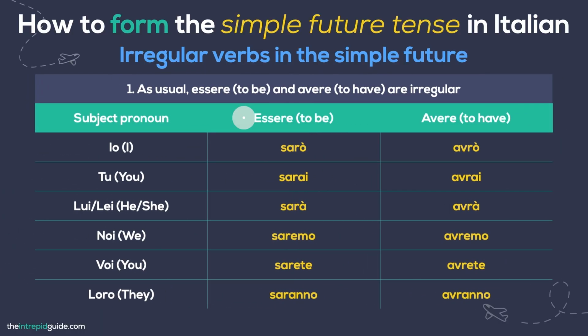Okay, let's begin with the main irregularities. The first one is, as usual, essere and avere are irregular. Take a look at this table. Essere, to be. Sarò, sarai, sarà, saremo, sarete, saranno. Avere, to have. Avrò, avrai, avrà, avremo, avrete, avranno.